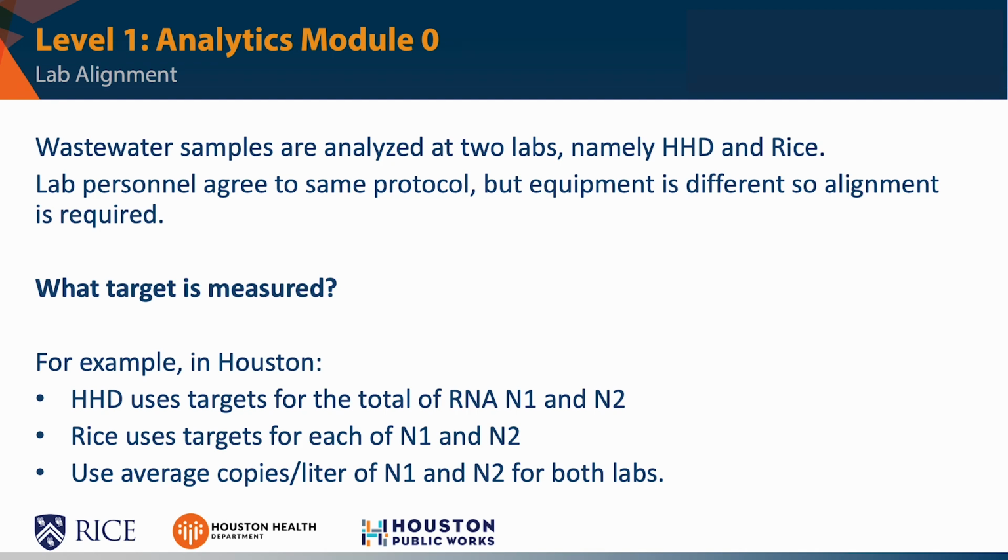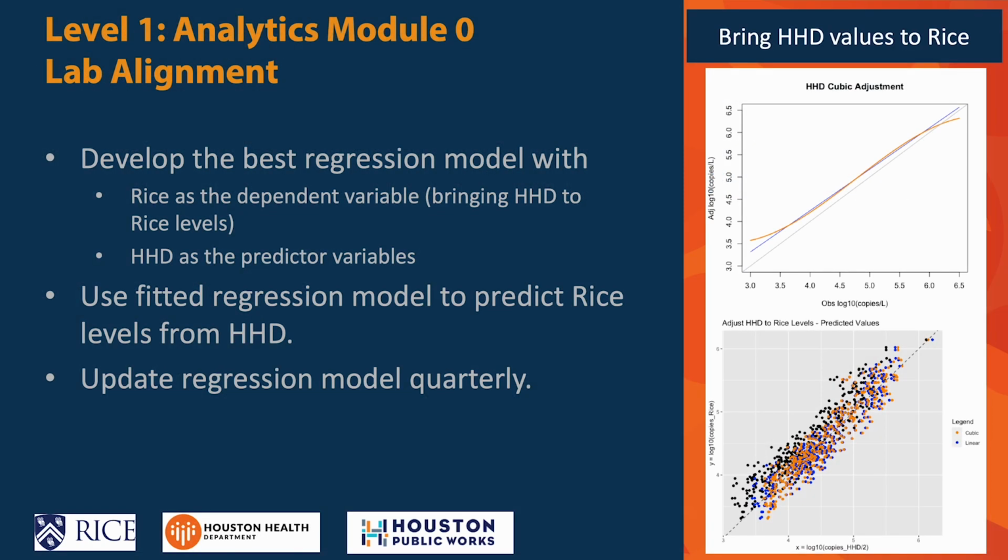When comparing labs, we need to recognize what target is measured at each lab. This is Houston-specific, but we started with Rice and Baylor labs in 2020, which both measured the N1 and N2 targets separately. The Houston Health Department lab joined and is measuring the totals of N1 and N2. We use the average of N1 and N2 for both labs. As we already had Rice levels measured, we didn't want to switch to reporting effectively twice as much virus counted with the Houston Health Department method.